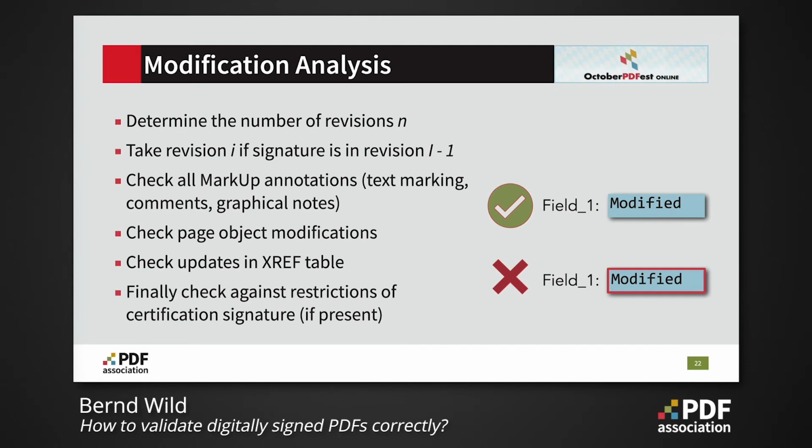This is followed by a check of the cross-reference table. In the last step, it is checked whether a certification signature is present, and if so, whether the modification restrictions possibly stored there are violated. At the end of this analysis process, either a green check mark is displayed to indicate that the signatures are valid and only permitted modifications have been made, or an error message is displayed indicating that the requirements or restrictions of the approval or certification signatures have been violated.